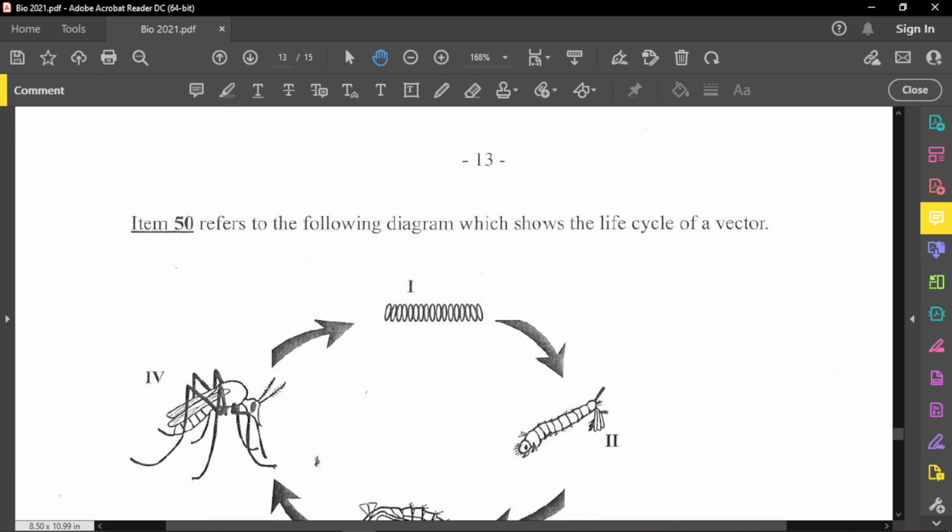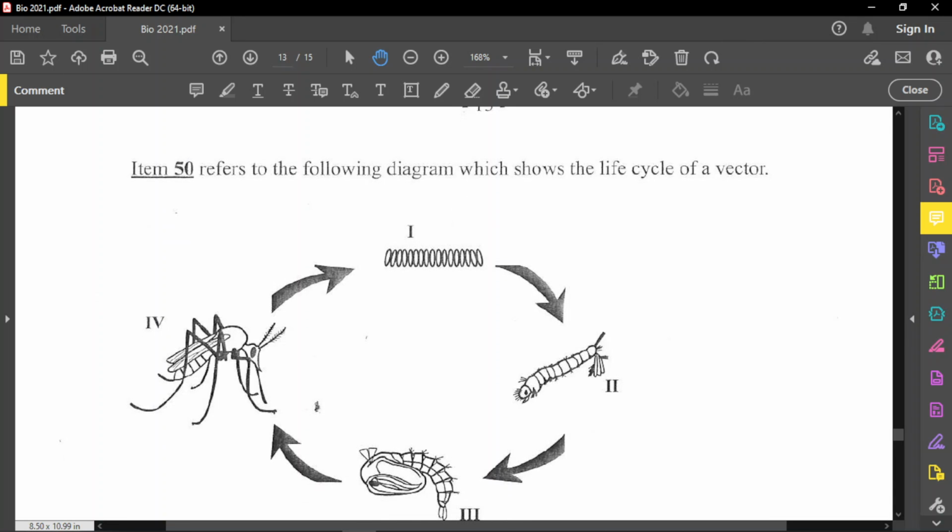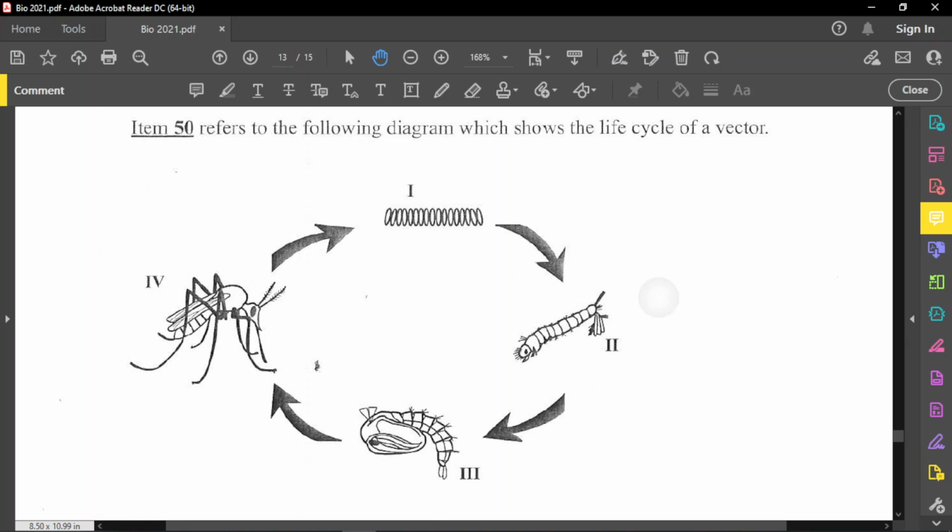All right, this is a huge question. Okay, that's a diagram. So here we have 1, 2, 3, 4, and it's a stage. It says refers to the following diagram which shows the life cycle of a vector. Obviously, it's a mosquito. So there's a mosquito as a vector here, again, it uses to transmit diseases. Remember that. So we can label these, and if we label it, then we're able to answer a question, I think, more effectively.